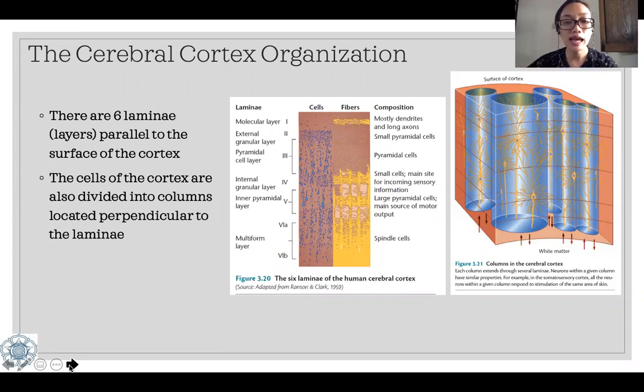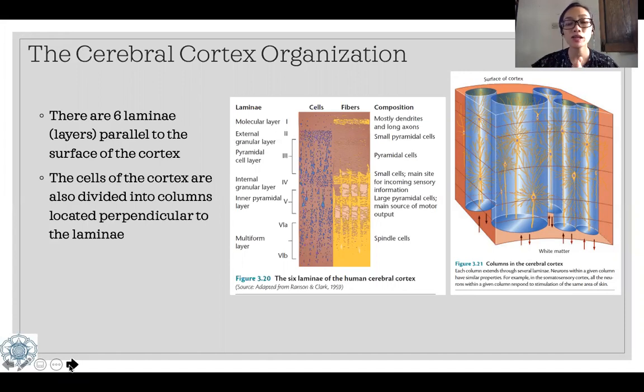In humans and most other mammals, the cerebral cortex here contains up to 6 laminae, or 6 layers of cell bodies, that are parallel to the surface of the cortex and separated from each other by layers of fibers, as you can see in this figure. So the laminae vary in thickness and prominence from one part of the cortex to another. And a given lamina may be absent from certain areas.